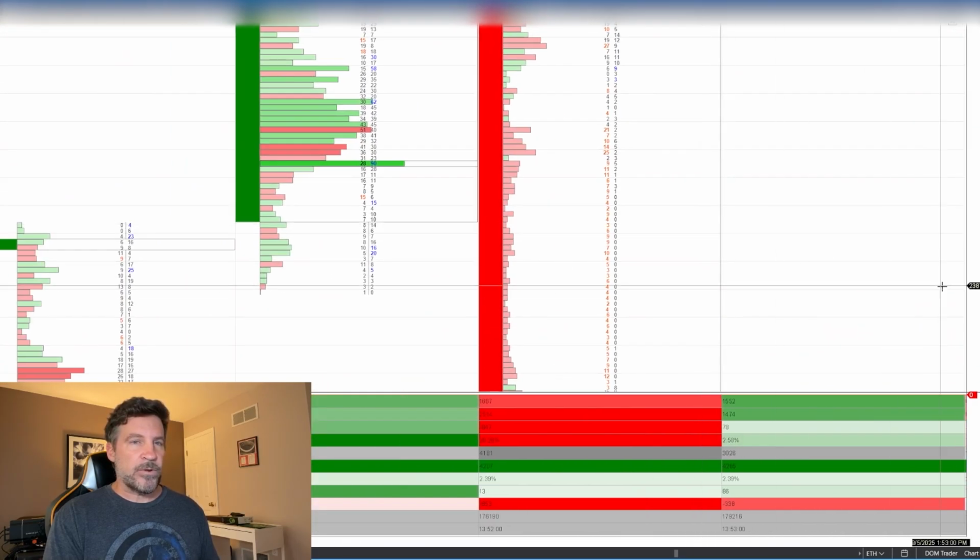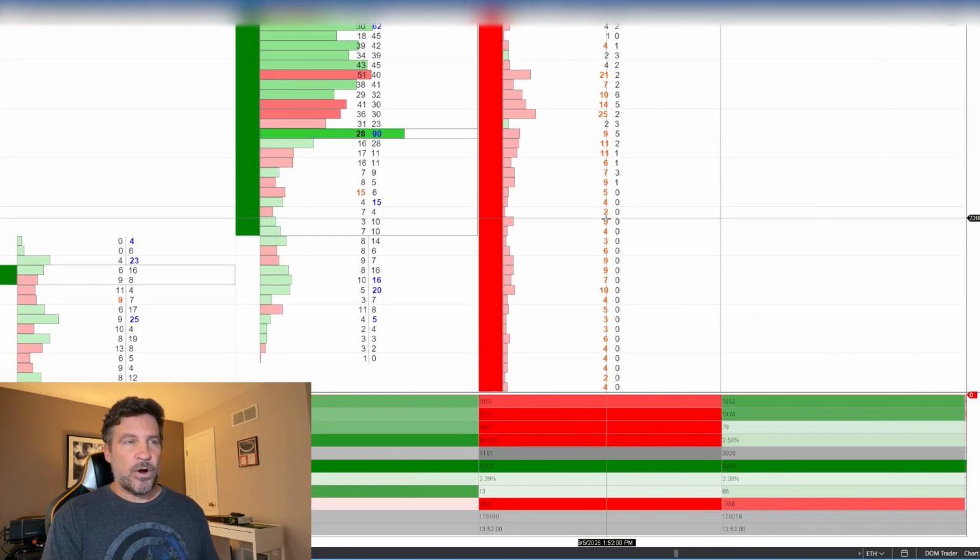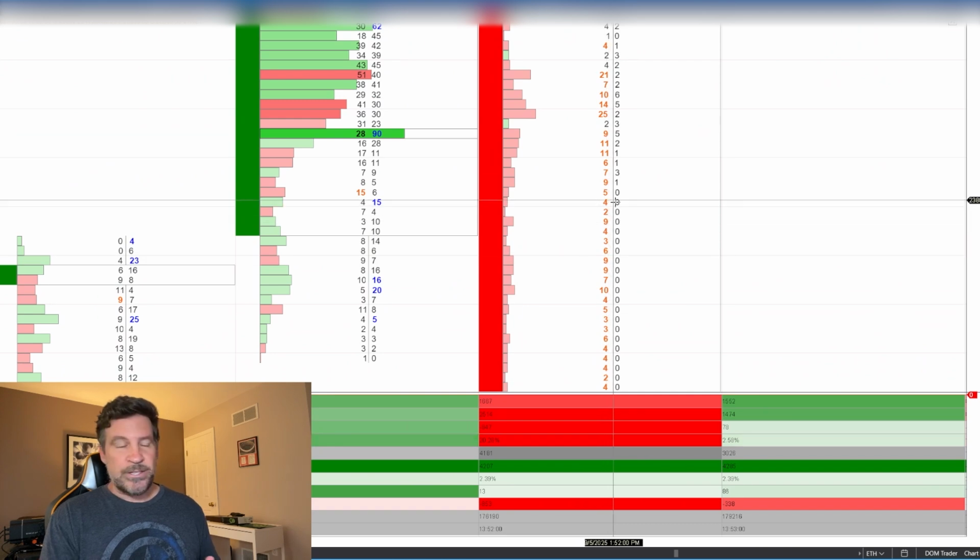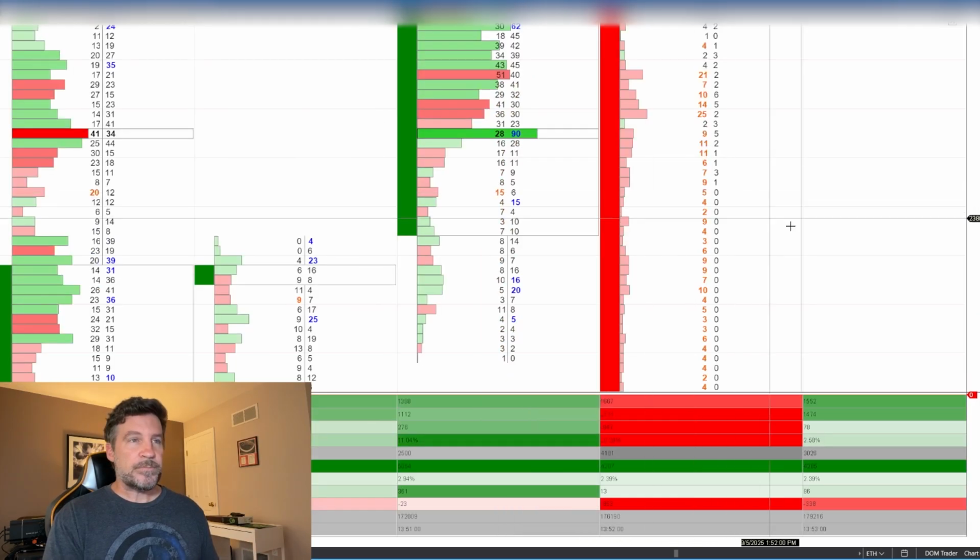Like if I go up further here, all these orange numbers in a row. I have it set so it indicates that stacked imbalance. And they're not just small contracts. There's groups of them here like 21, 14, 25. And these aren't micros, these are minis. These are likely large institutions doing this.